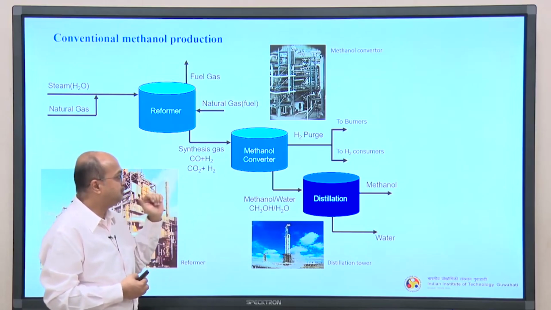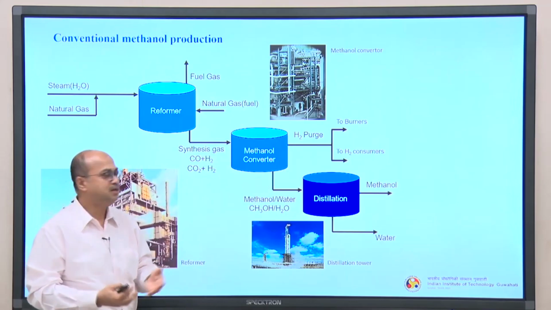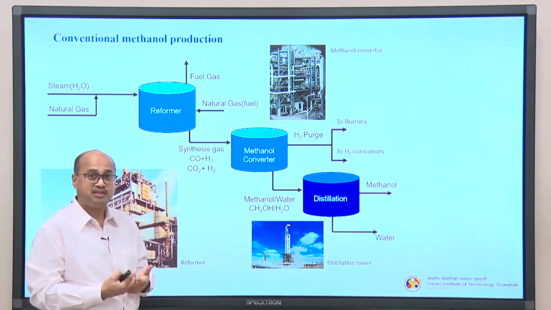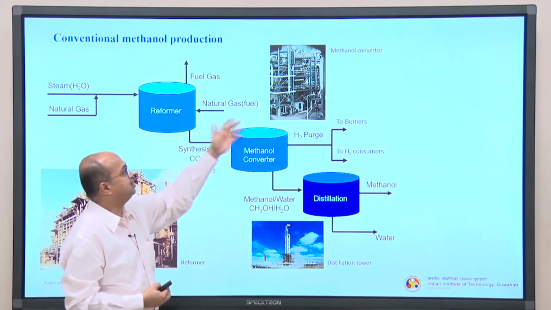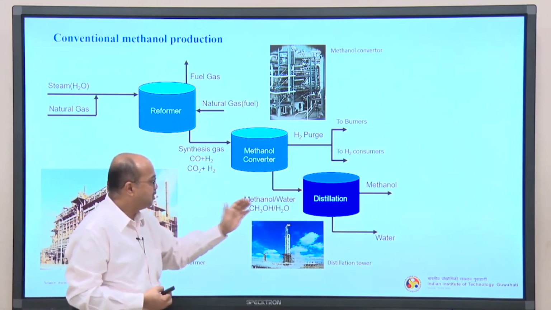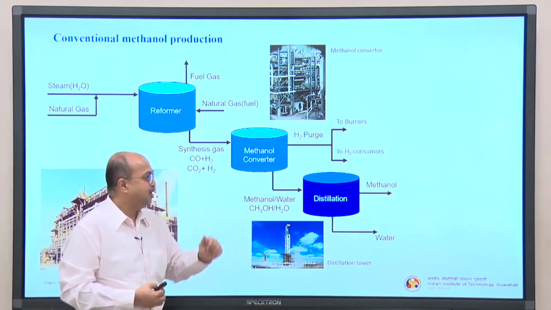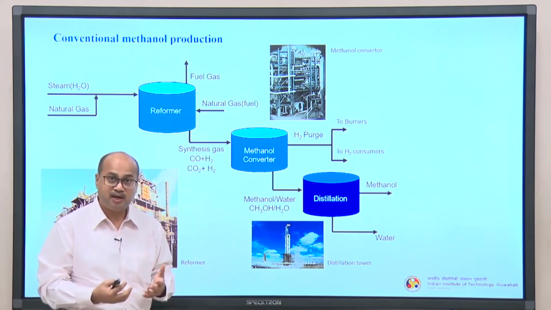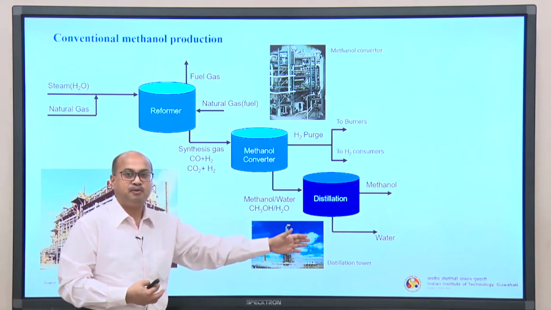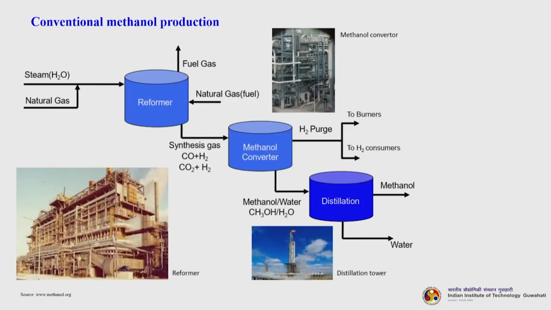Now, from the methanol converter we will get the hydrogen part. So, we can again purify this hydrogen and it can go to burners or to the hydrogen consumers, depending upon what the purity is. And this is how a methanol converter looks in real life industrial parlance. Then the methanol water mixture goes to a distillation unit, which looks something like this, where it is purified to get almost 99% pure methanol, and the leftover water can further be recycled to various process streams.